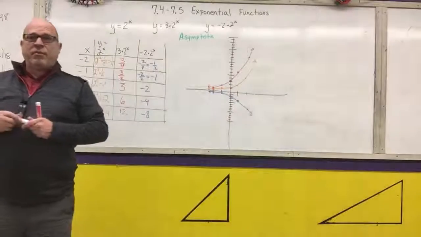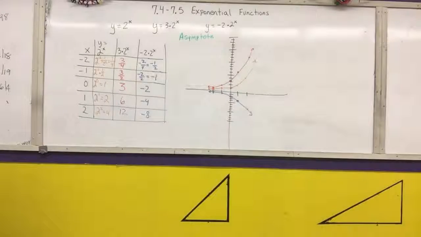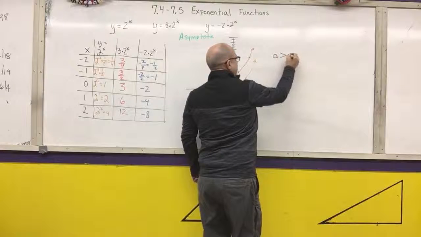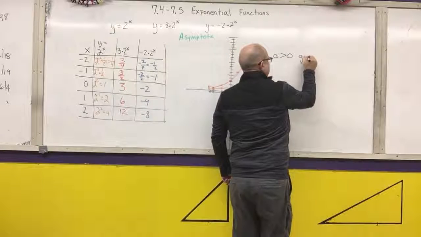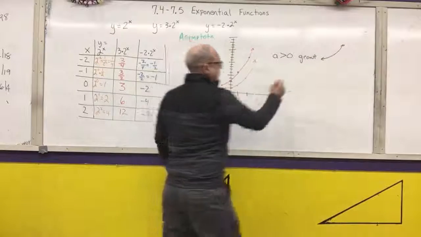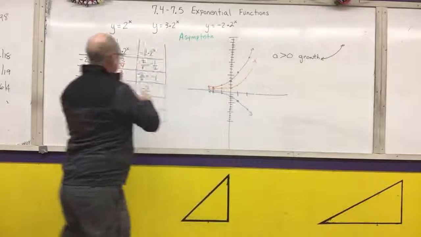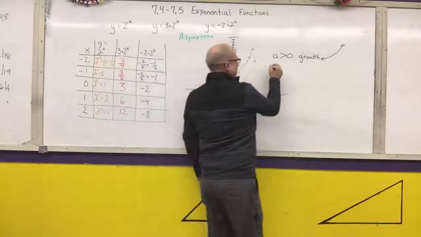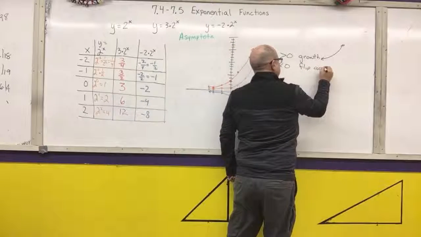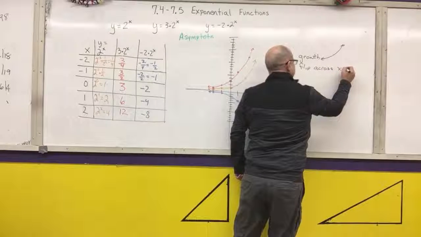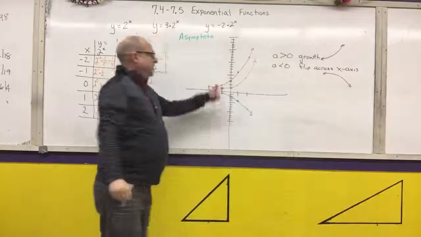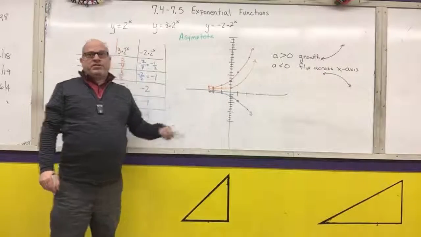So there are some things that I want to point out based off of these graphs. If your a is greater than 0, my growth function goes uphill like this. That's these first two, the orange and the red one. If the a is less than 0, we are going to flip the graph across the x-axis. So it's going to actually look like that. That's just an upside down growth function. This is still a growth function, but it's just reflected.